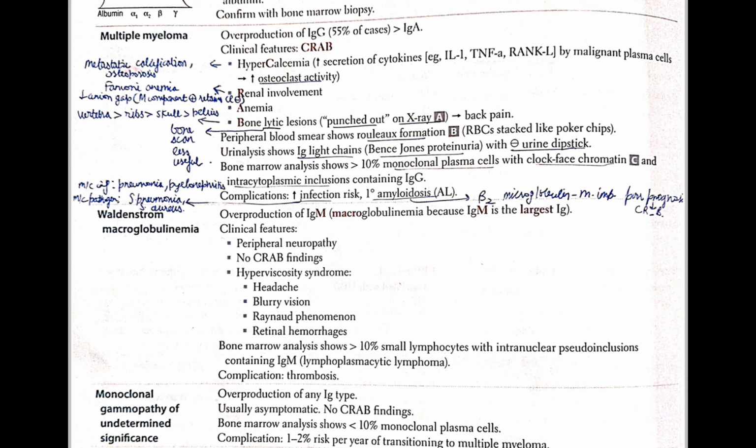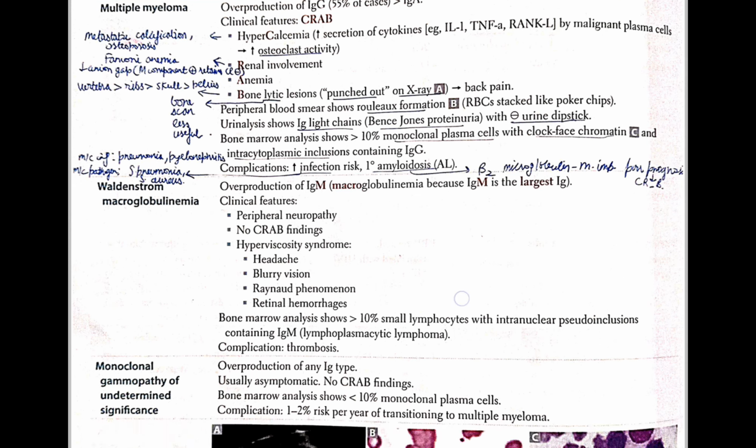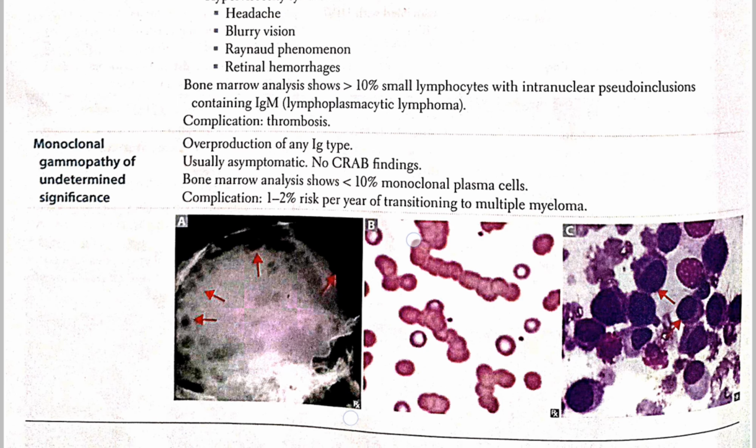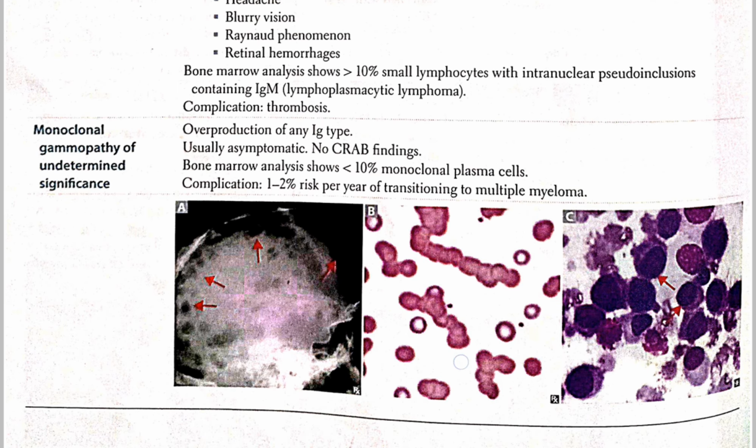Then complication. Complication is increased infection risk. The most common infections are pneumonia and pyelonephritis, and the most common pathogen is Strep pneumoniae. As it is with the immunocompromised, the capsulated organisms will be more common. Strep pneumoniae and Staph aureus can happen, and primary amyloidosis can happen due to beta 2 microglobulin. Beta 2 microglobulin is most important for poor prognosis. Now let's see the images. These are the classical punched out lesion, then Rouleaux formation, clock face chromatin.